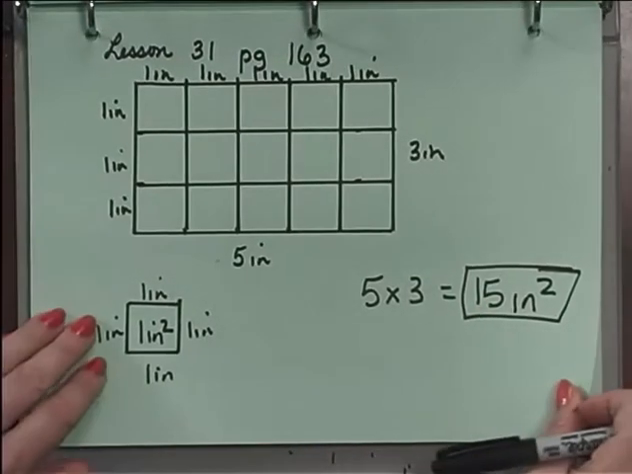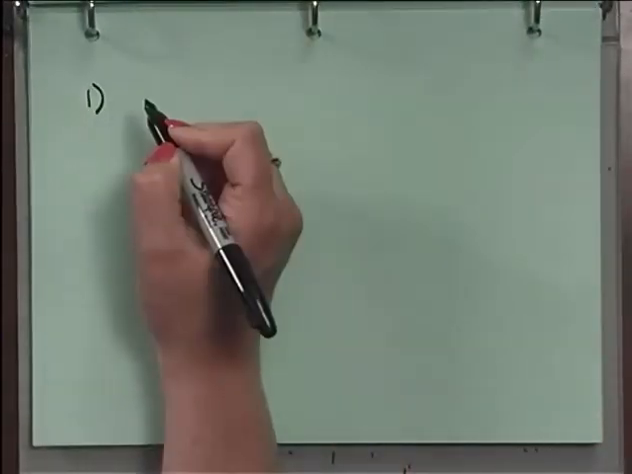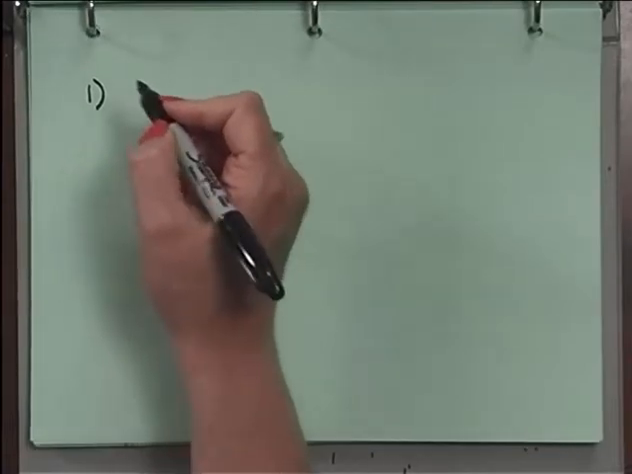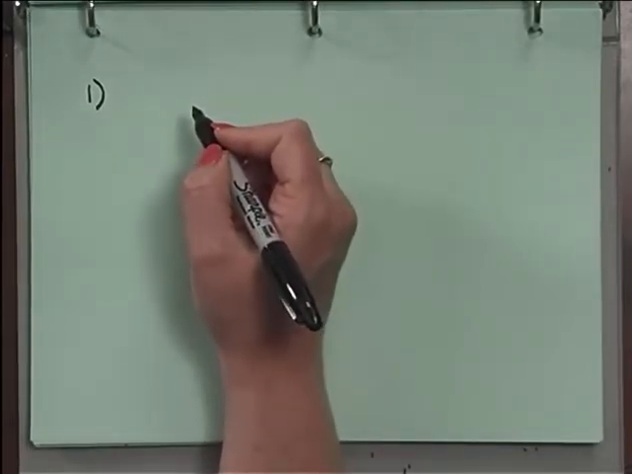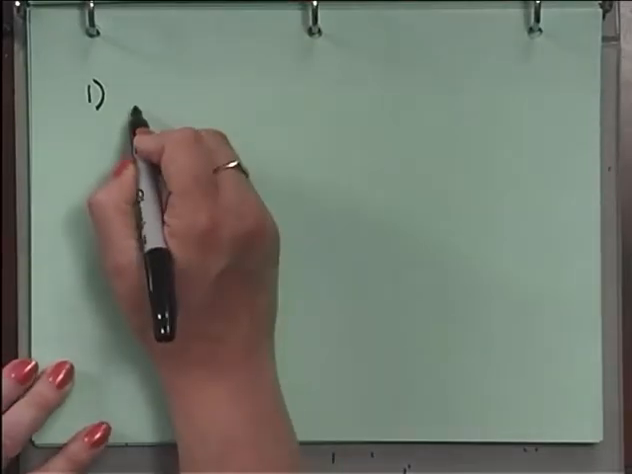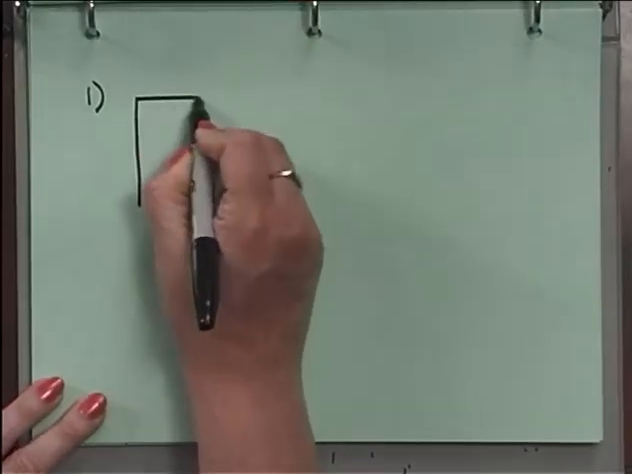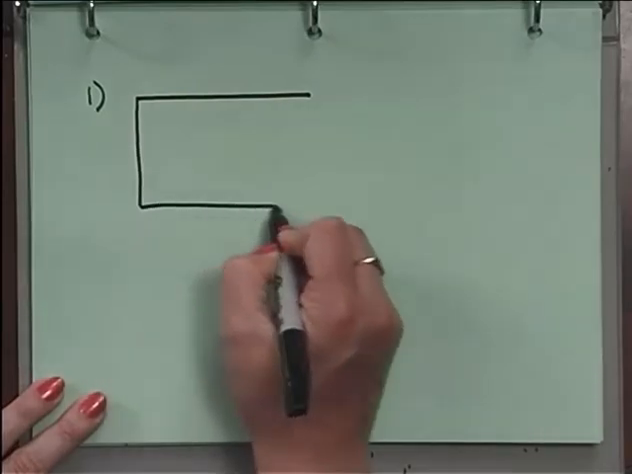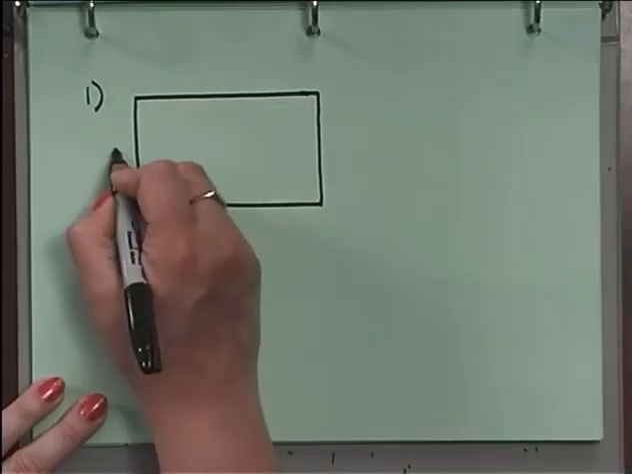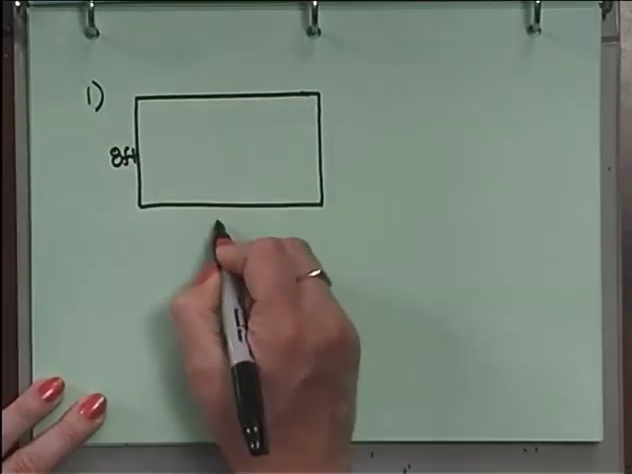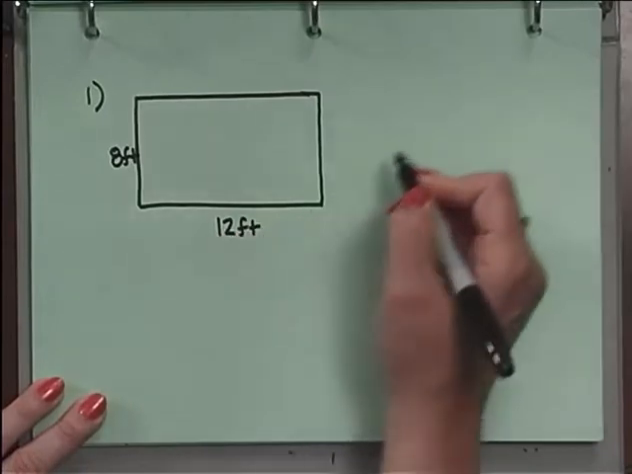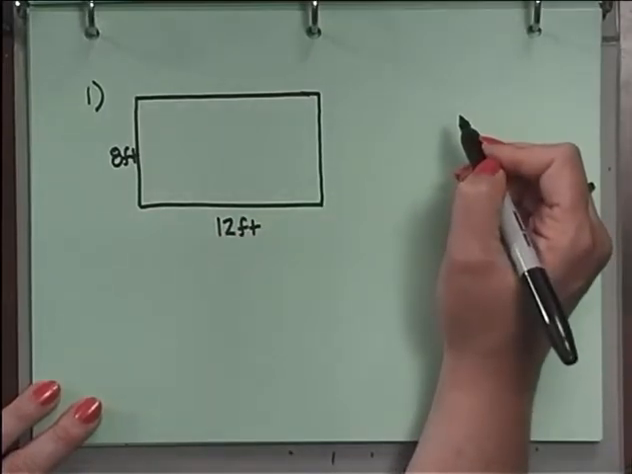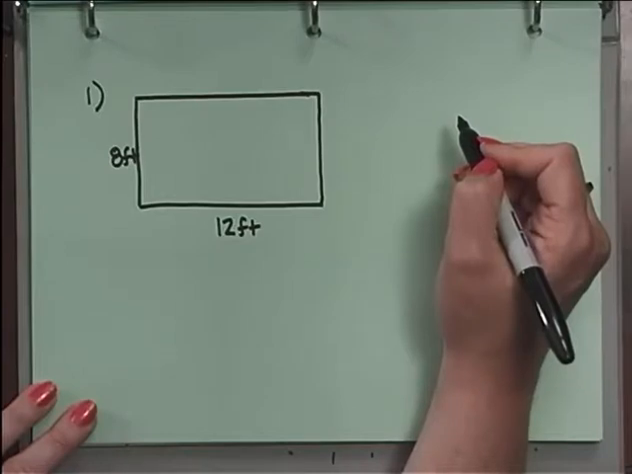Okay, so let's look then at example number 1. In example number 1, it says how many floor tiles, 1 foot on each side, are needed to cover the floor of a room that is 8 feet wide and 12 feet long. So we have a floor that is 8 feet by 12 feet. And we want to know how many 1 foot square tiles would cover this.